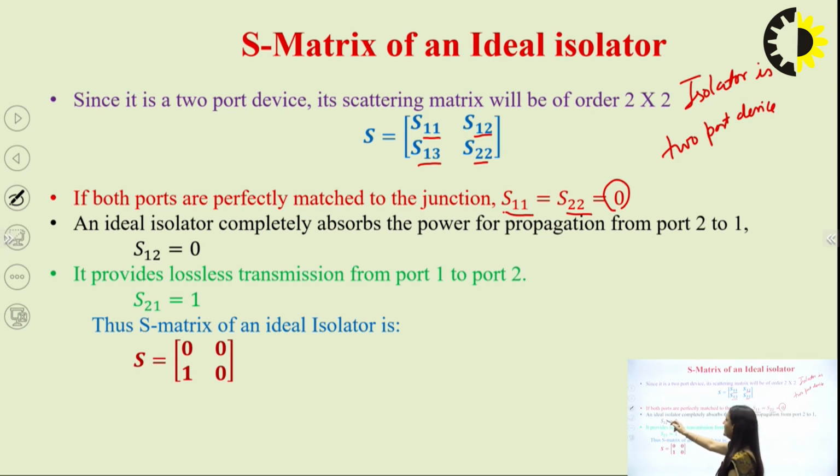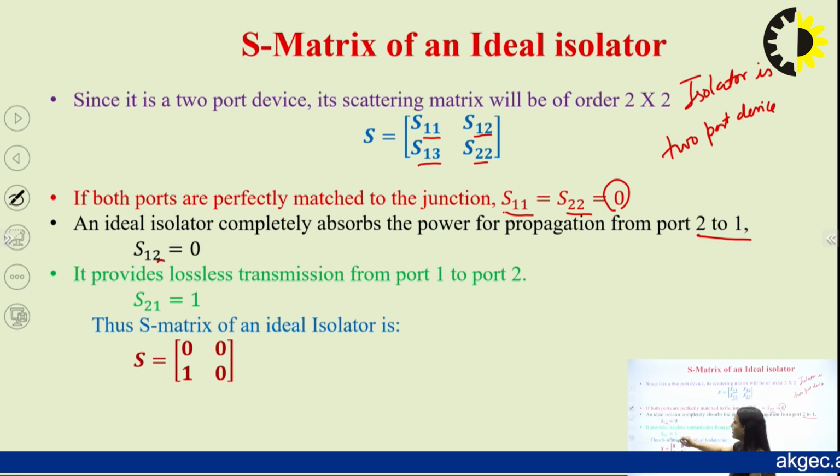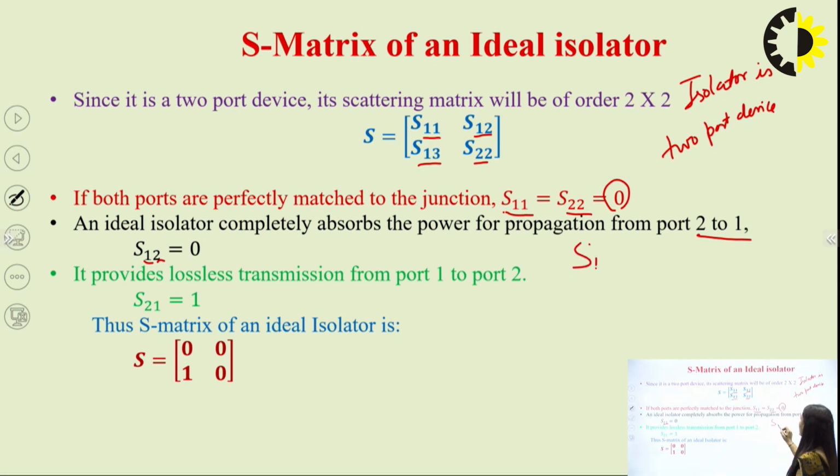Next condition, an ideal isolator completely absorbs the power propagating from port 2 to 1. It means any signal given at port number 2 will not be received at port number 1. So it means the scattering parameter S12 will be 0. Third, it provides lossless transmission from port number 1 to 2. It means any power given at port number 1 will be 100% received at port number 2. So S21 is equal to 1.